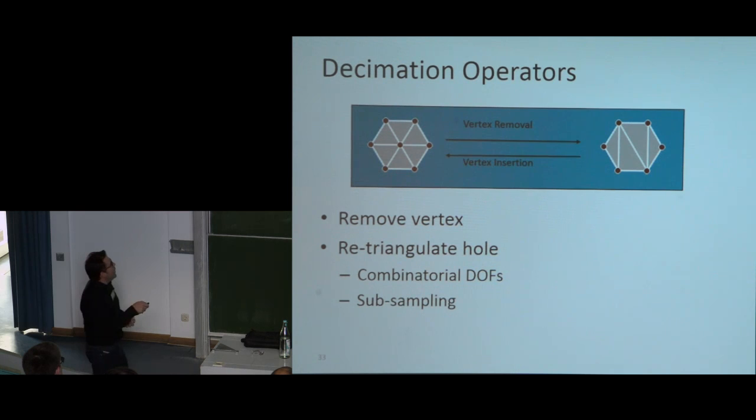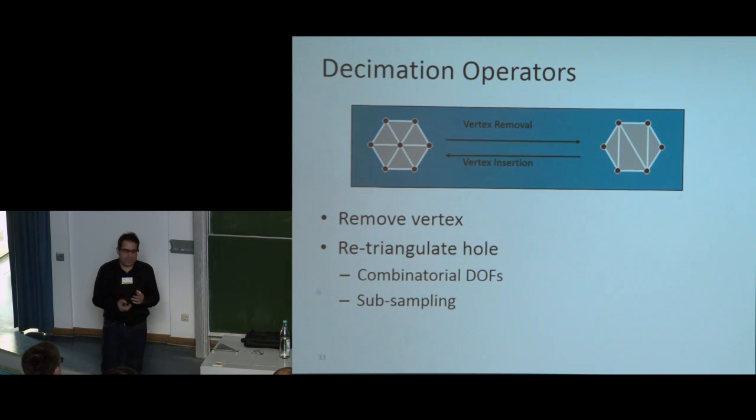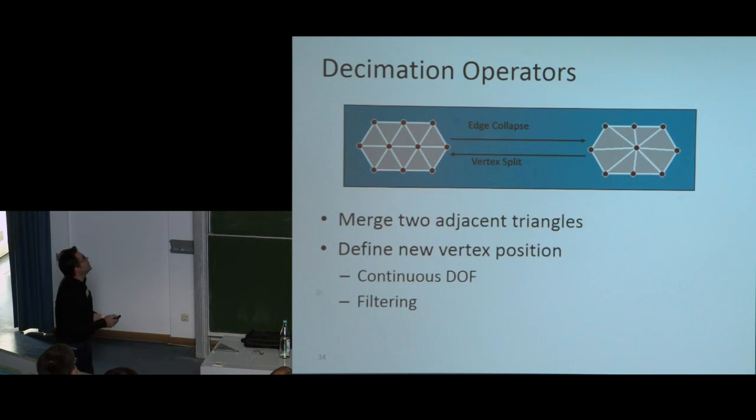So basically, what we have here are combinatorial degrees of freedom, because there are several ways to triangulate this polygon. So there will be some discrete optimization. Why? You see, I removed really one vertex, didn't touch the other ones. That means this is a subsampling algorithm. And typically, there are algorithms that perform some kind of discrete optimization.